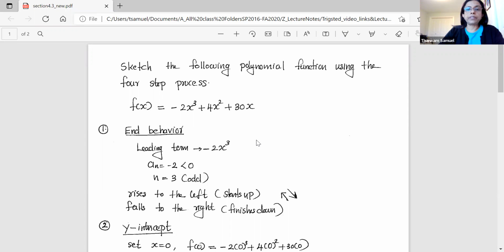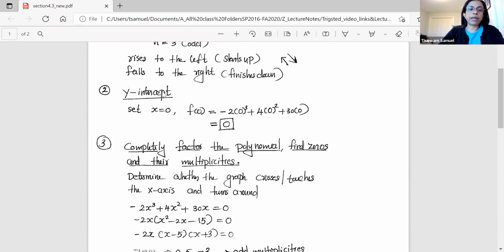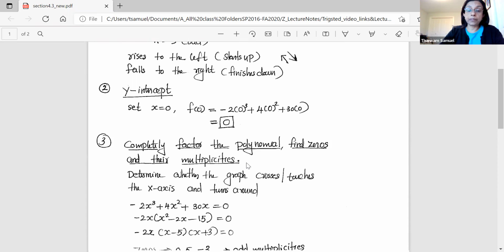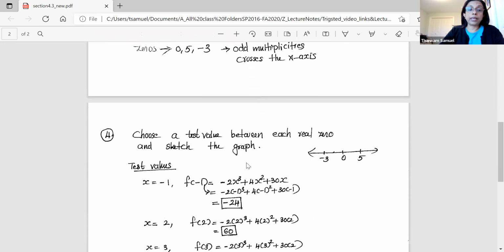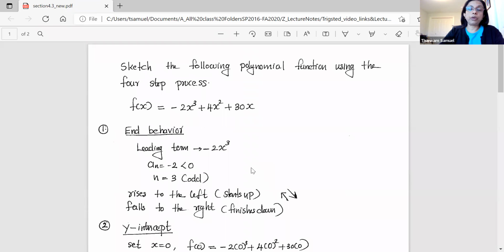The four steps in graphing the polynomial function are: finding the end behavior, then finding the y-intercept, then finding the zeros and their multiplicities, and then choosing a test value between each real zero and sketching the graph. These are the four steps in graphing a polynomial function.